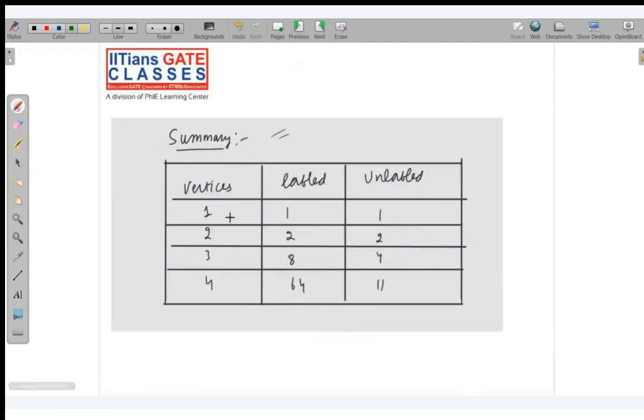Okay, so final summary: 1 vertex, 2 vertex, 3 vertex, 4 vertex, labeled are 1, 2, 8, 64, and unlabeled are 1, 2, 4, and 11. We have just studied it. Take snapshot. I will jump to the next slide.